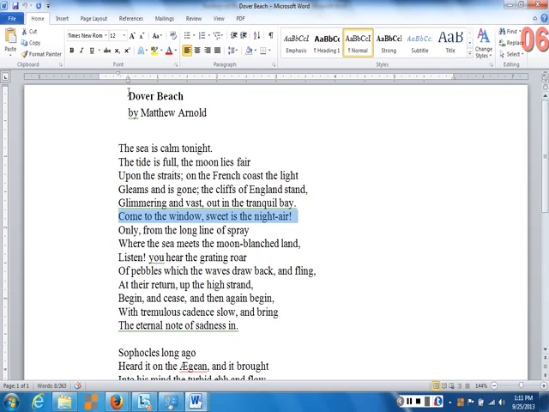Well, the speaker is introducing somebody, right? He's calling somebody to the window. So we know then that this is something important. It doesn't necessarily change the subject, but it introduces an important point, which is that the speaker is not alone, because he's saying to somebody, come, right?